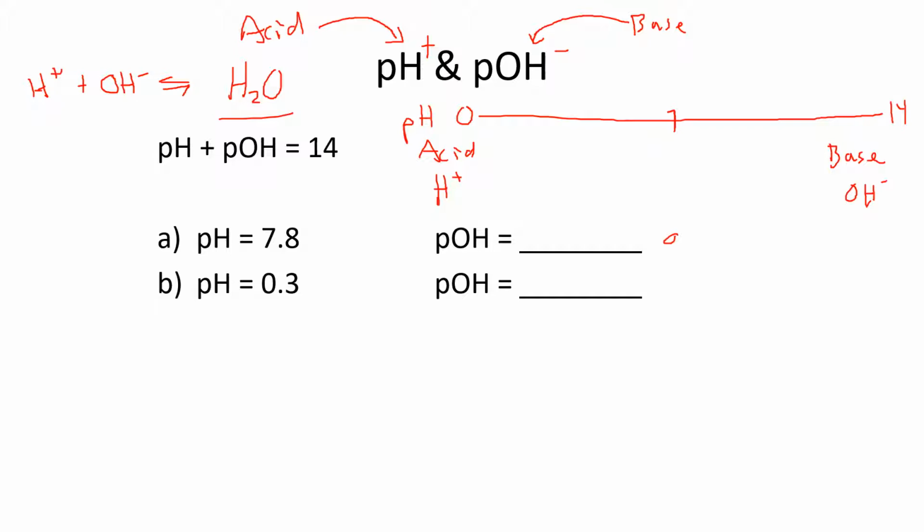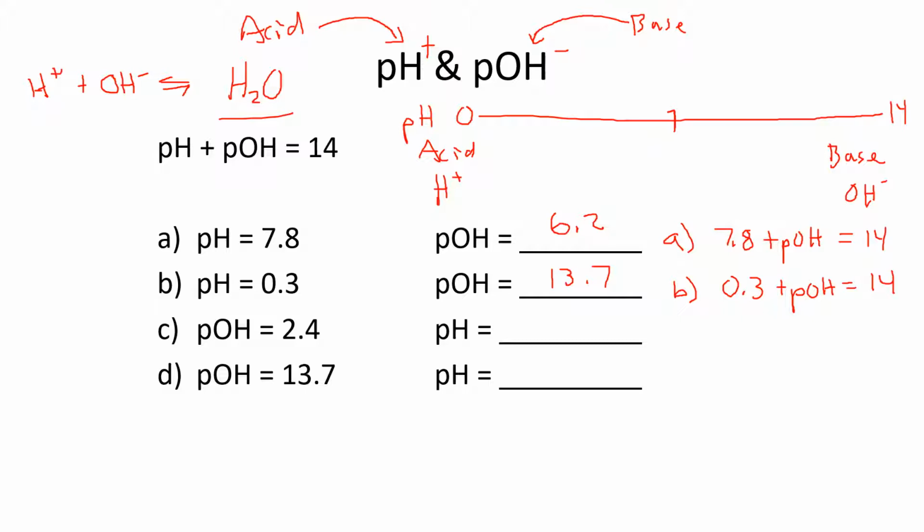So let's plug and chug A. It says take your pH, which is 7.8, add it to your pOH, and it should equal 14. So what is our pOH? How do you get that? You just subtract. Just take 14, subtract 7.8. That's it. Easy enough. So let's do B. What's our pH in B? 0.3. So the pOH would be 13.7. Super easy. So you got to know the relationship between pH and pOH. You know one number, you know the other.